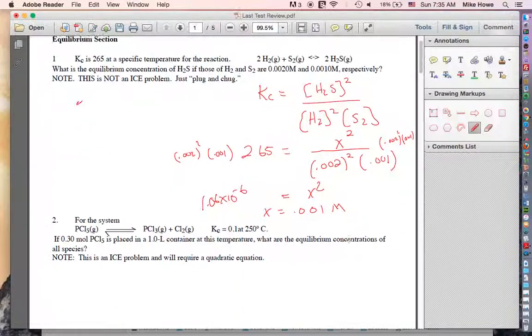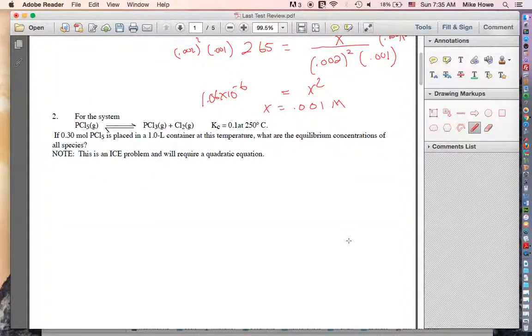Problem number 2. With the same kind of logic, the difference is in this problem, these chemicals are placed in the container. So that we're actually just the PCl5 is placed in the container. So we say Kc is equal to the PCl3 multiplied by the Cl2 divided by the PCl5.